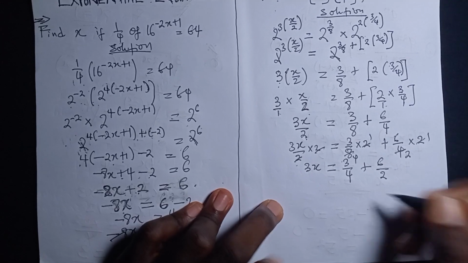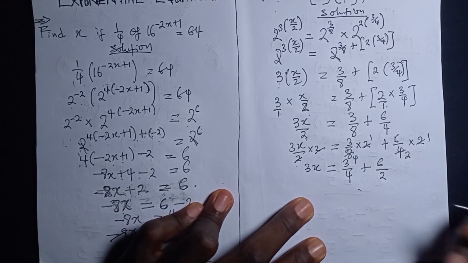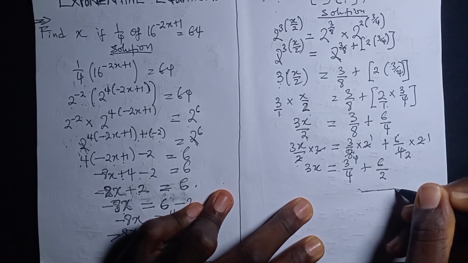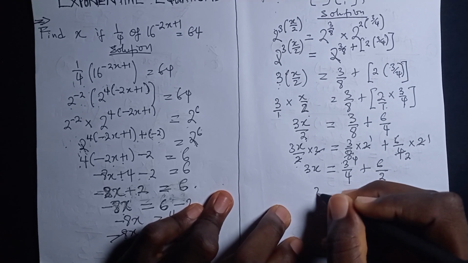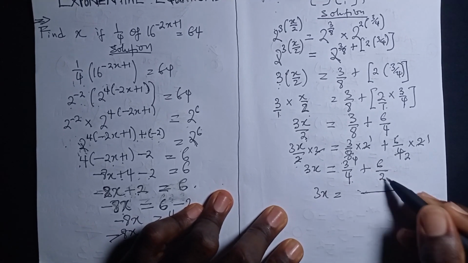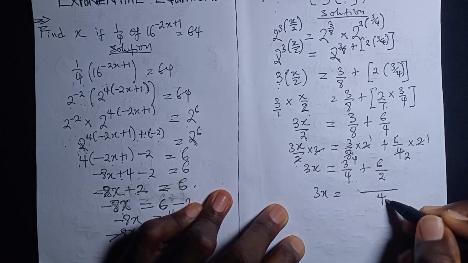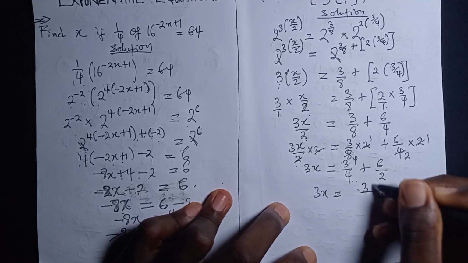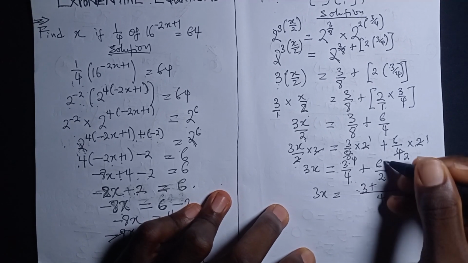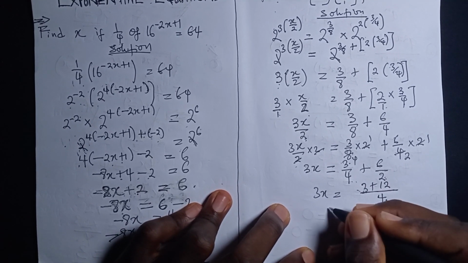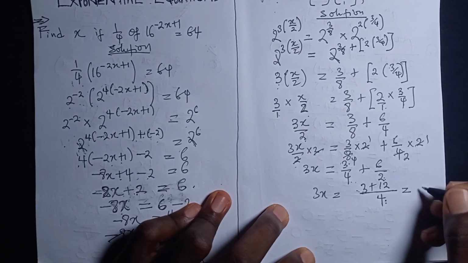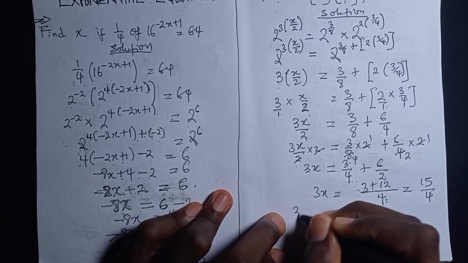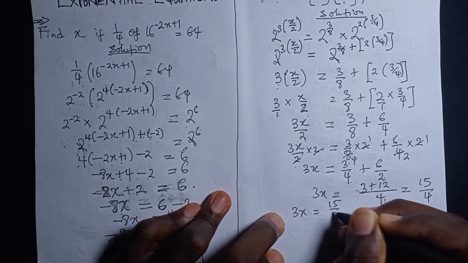Now, if we use the way of solving fractions to add this together, we have 3x is equal to, we take the LCM of 4 and 2, which is 4. 4 goes into 4, gives you what? 1. 1 times 3 gives you what? 3. Plus 2 goes into 4 gives you what? 2. 2 times 6 gives you what? 12. This is equal to 15 over 4. So 3x is equal to 15 over what? 4.